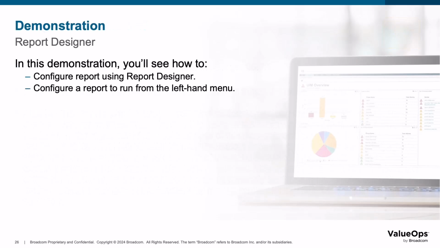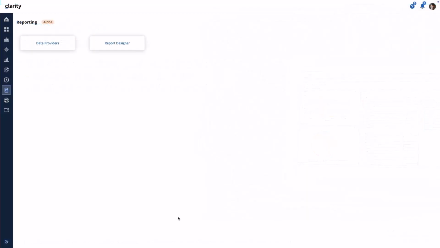Now I'm going to give a demonstration so you can see the report designer in action. I'm going to give a demonstration of the Clarity Report Designer for 16.3.0. What's new is that we have a new menu icon to access the reporting capabilities, and then we have a new tile called Report Designer.